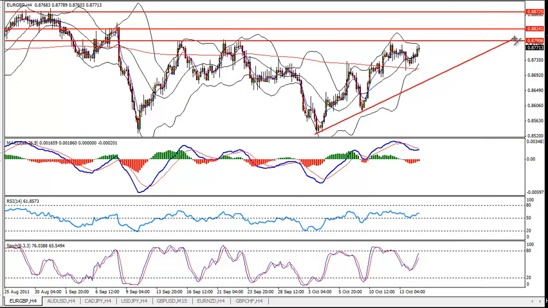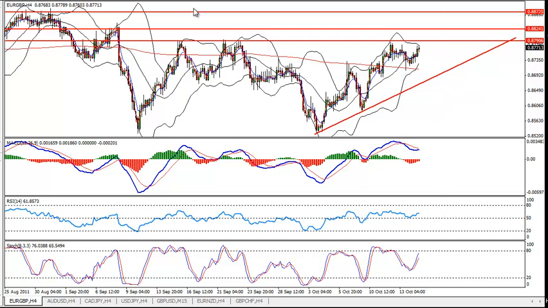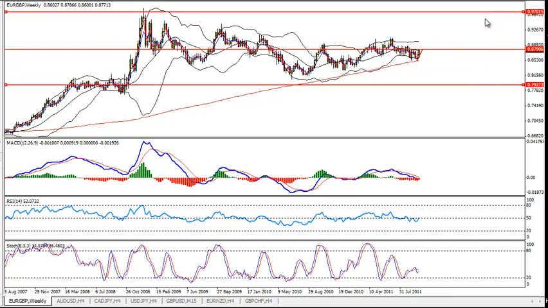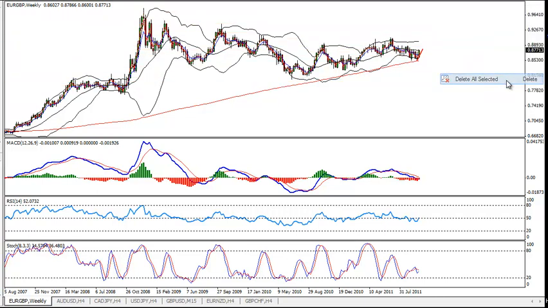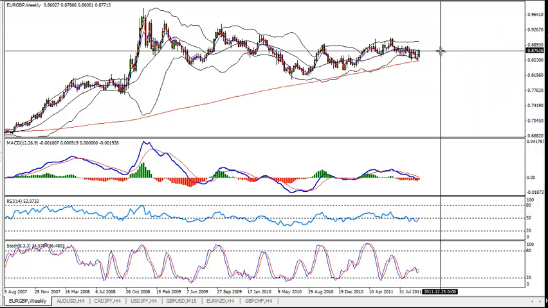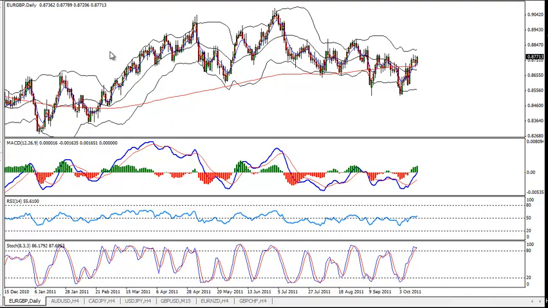We still have to remember this trend line, and for the long run we have to remember that this pair is still sitting and testing the weekly 20 MA, and that the investors are selling euro pound. Also very important to remember.